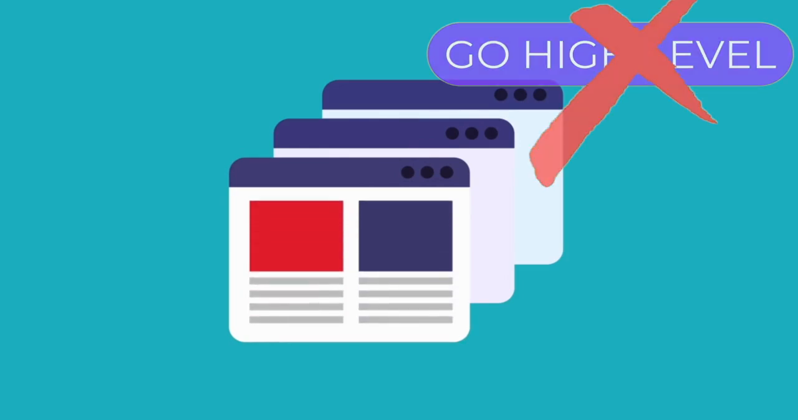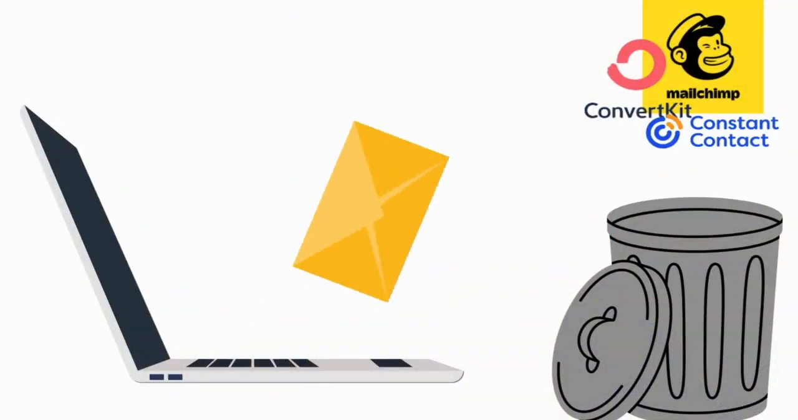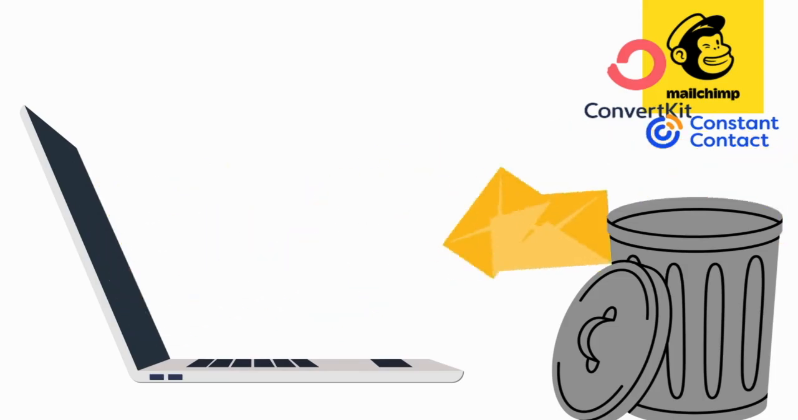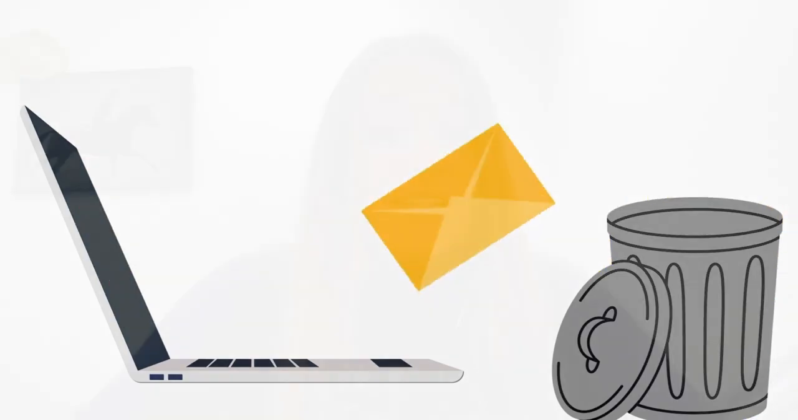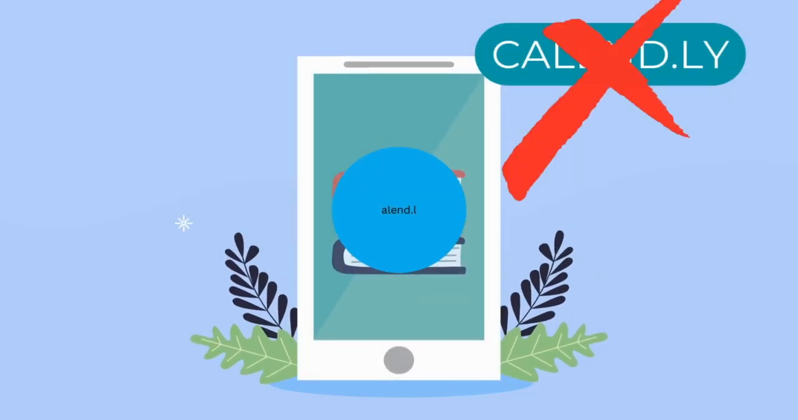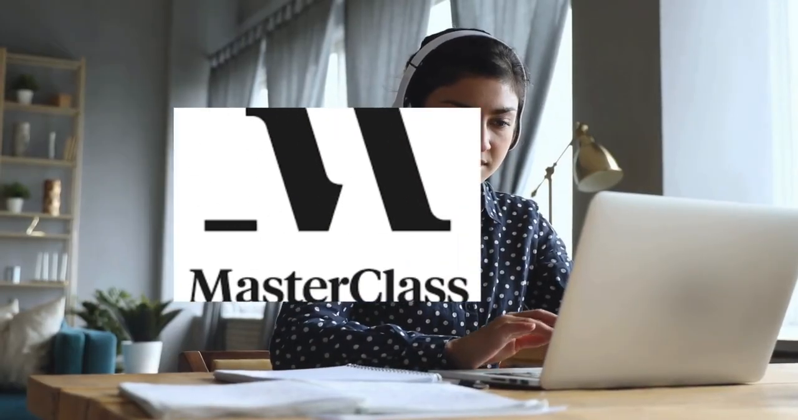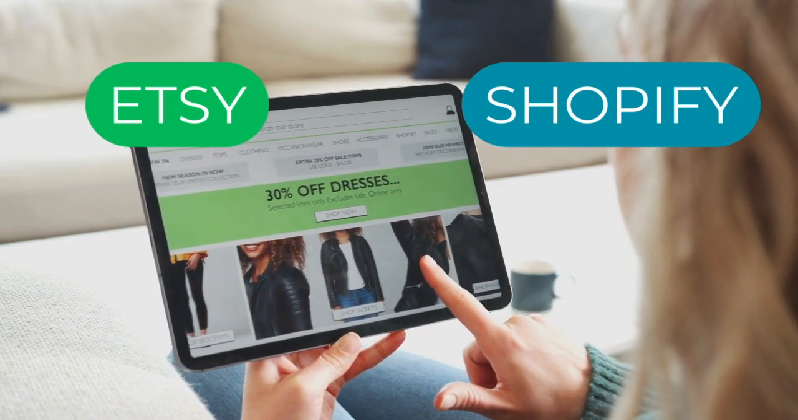You can build and host your landing pages like on Go High Level. You can build and host your blog like on Medium or Substack. You can also build your email campaigns like MailChimp, Constant Contact, ConvertKit, or even your email list segments like all of the other ones, plus HubSpot, ActiveCampaign, and GetResponse, or your calendar calls like Calendly. You can manage your sales payments like on Stripe or PayPal. You can also manage all of your online courses like Masterclass, or your online storefront like Etsy or Shopify.